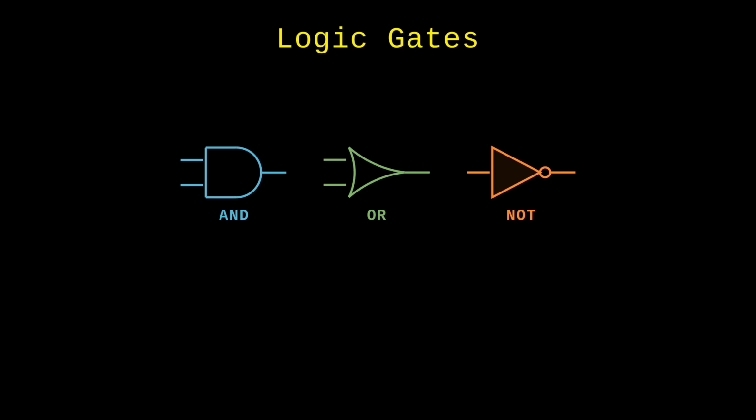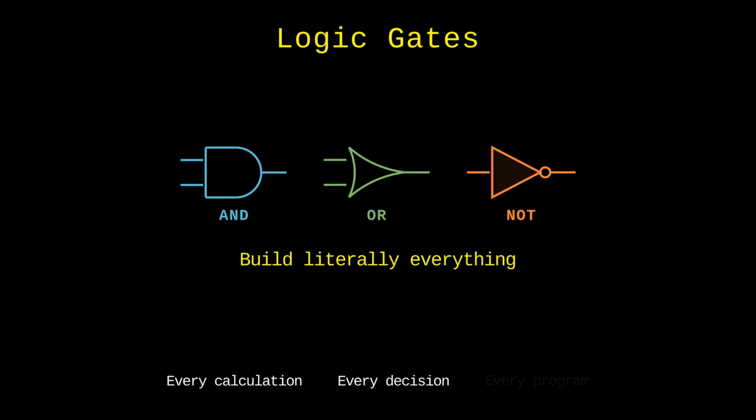3 simple rules. And here's the part that blew my mind when I first learned it: from just these 3 types of gates, you can build literally everything a computer does. Every calculation. Every decision. Every piece of software ever written runs on combinations of these 3 simple gates. Let me show you how.